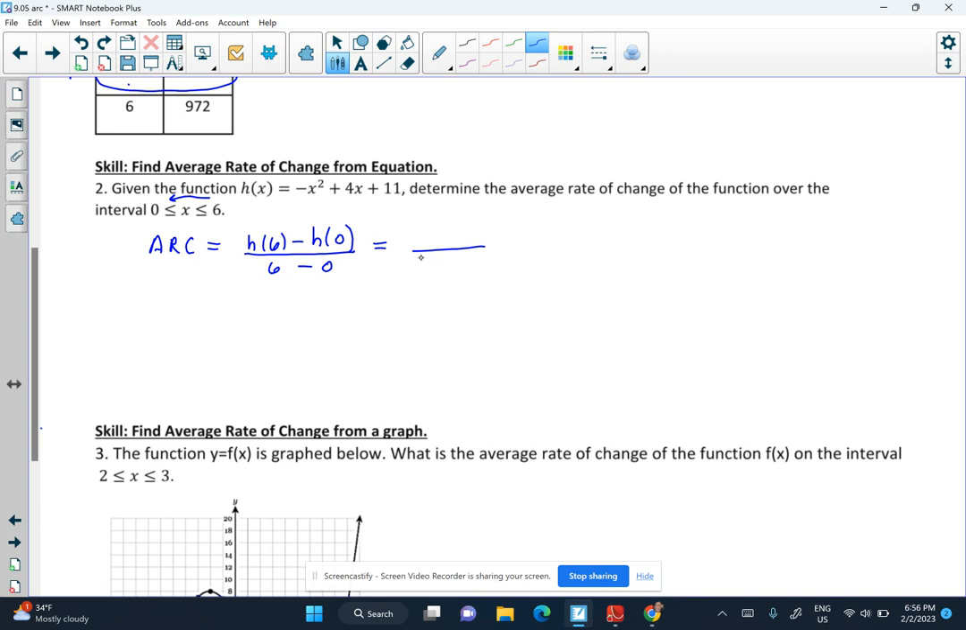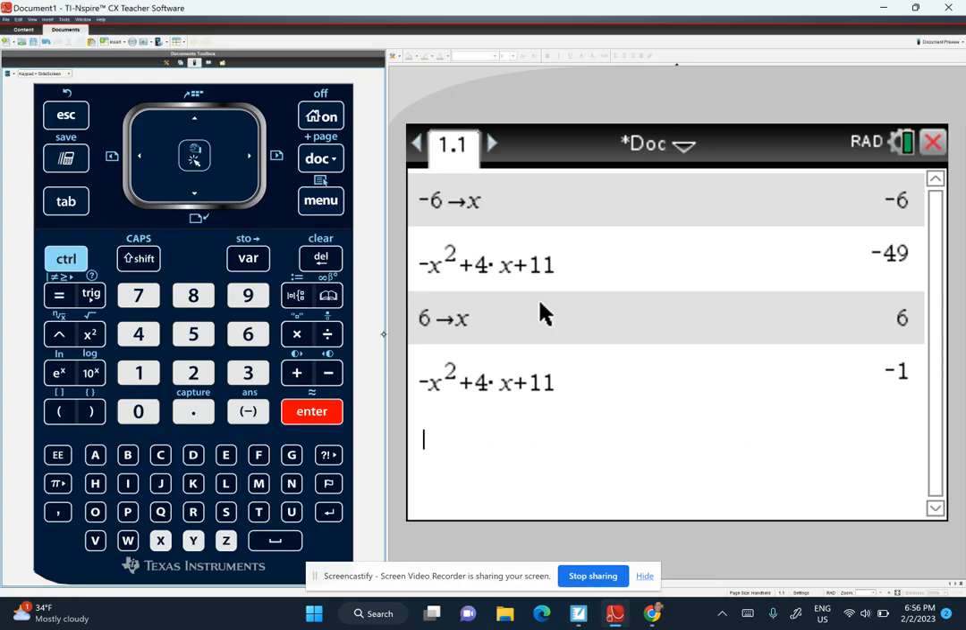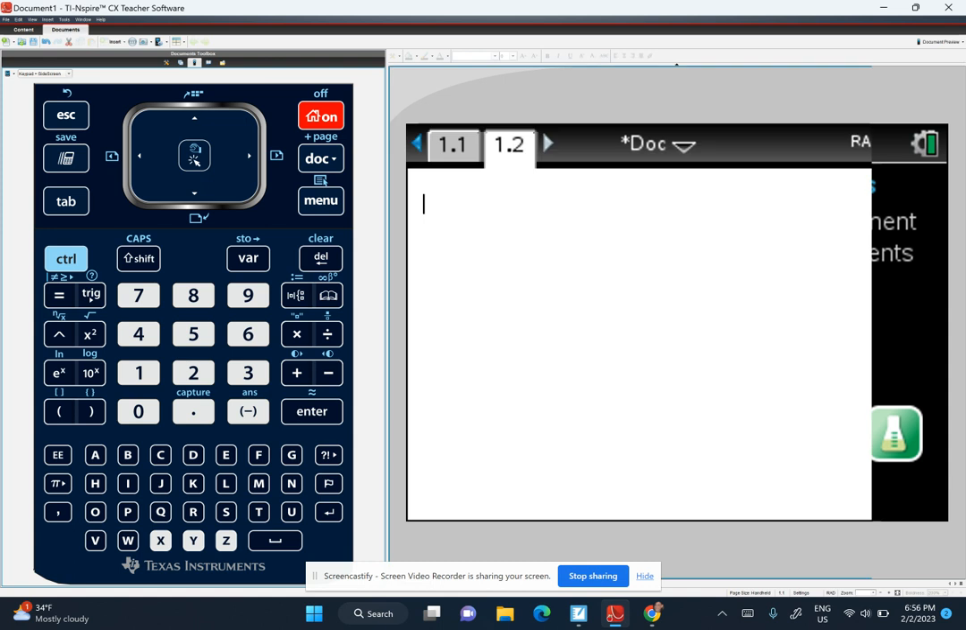So the denominator is fairly easy. It's just 6 minus 0 is 6. But I actually have to evaluate this function at 6 and evaluate it again at 0. So we're going to show the substitutions into the formula. So negative 6 squared plus 4 times 6 plus 11. I would expect you to show the substitution. And you can either do this by hand, or you can use the calculator. So you should have a calculator with you to do the homework or to do the classwork.